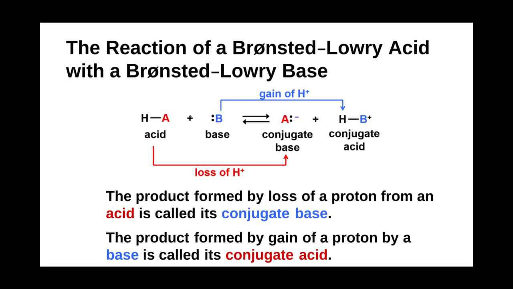So we have a conjugate acid and a conjugate base. Remember, the base is formed from the acid, and the acid is formed from the base, because again, we're losing or gaining protons in this system of a Bronsted-Lowry base and acid. That's all it is, right?